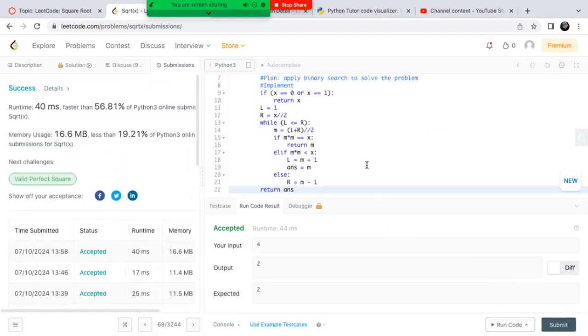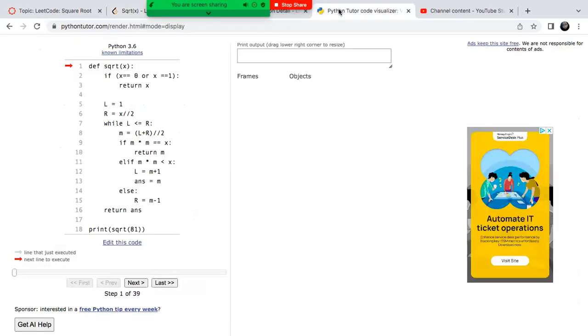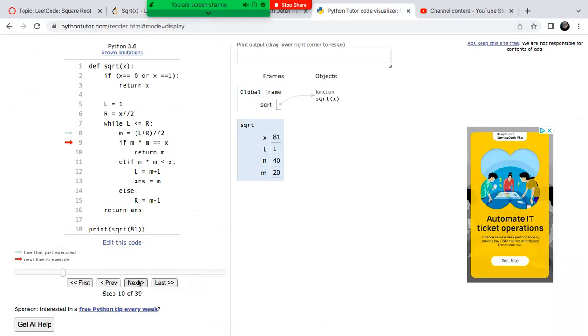Okay, so this is an answer for the square root problem. Let's look at Python Tutor for review. We're going to step through this function. The input is 81. We store 81, and check to see if x equals 0 or 1. It's not. So we store L equals 1, R equals 81 divided by 2. Then, L is less than or equal to R, so we're inside the interval, and we get the midpoint. If the midpoint times the midpoint is equal to x, we return m, and it isn't.